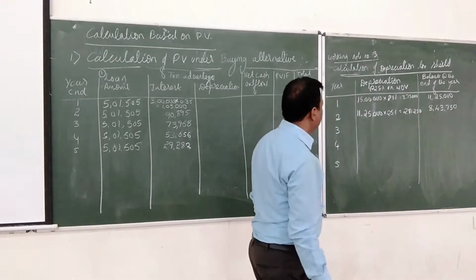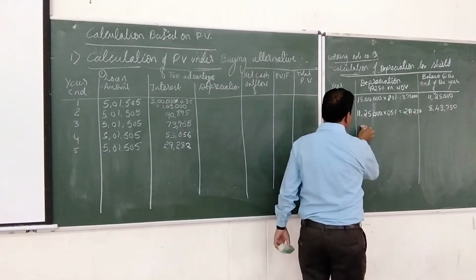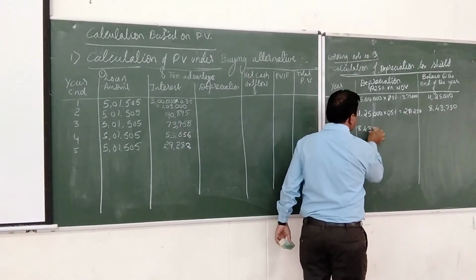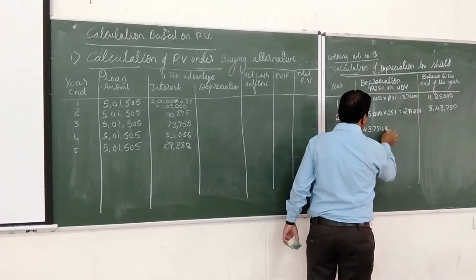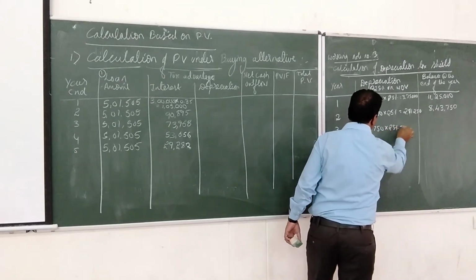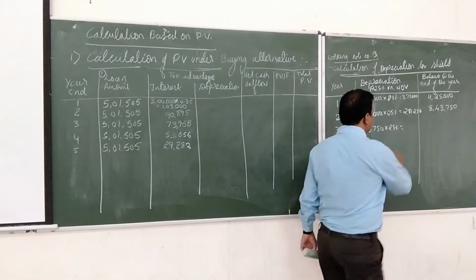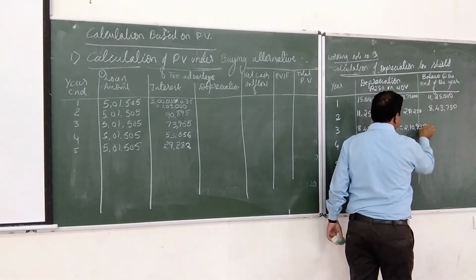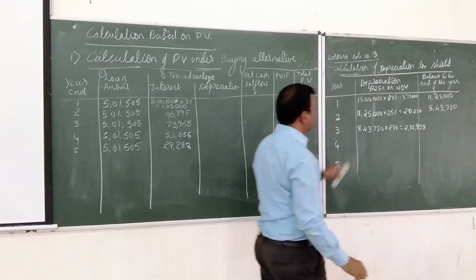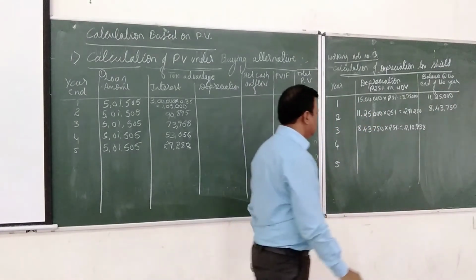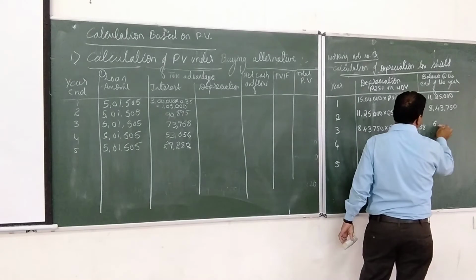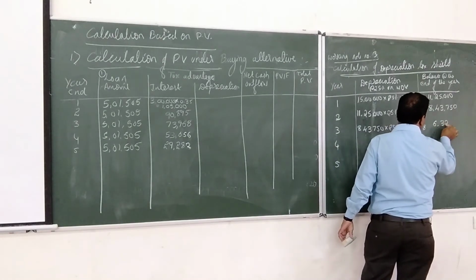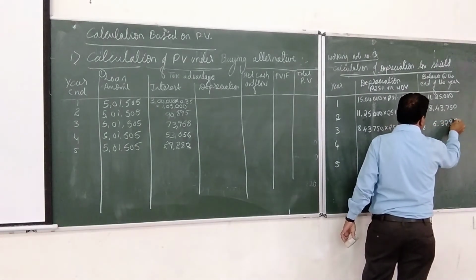The third one is 8 lakh 43,750 into 25%. 2 lakh 10,938. Balance amount, 6 lakh 32,812.